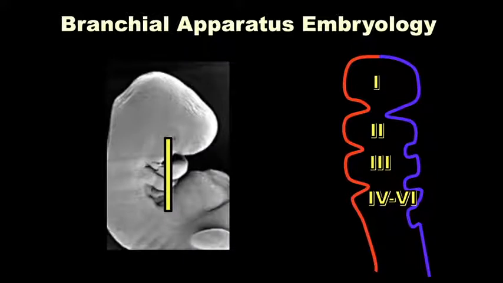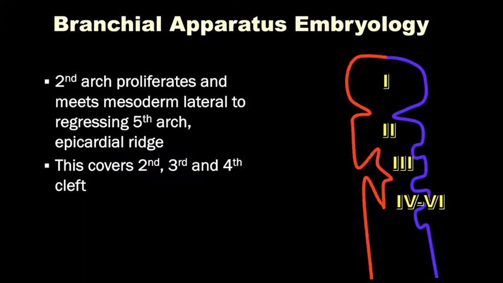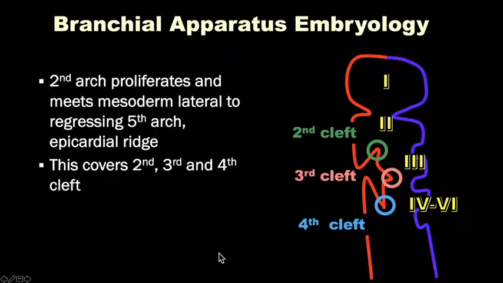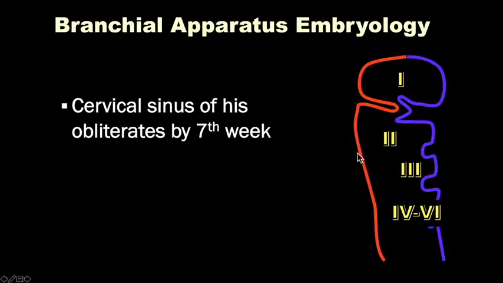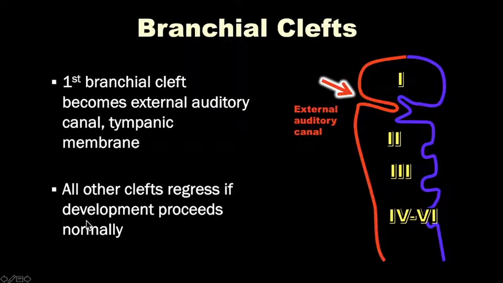Now we can focus on one side of the developing neck, knowing the same thing is happening on the opposite side. Shortly after the 4th week, the second arch will start to proliferate and grow inferiorly towards another proliferation called the epicardial ridge. And that will cover up not only the second cleft, but the 3rd and 4th cleft, and completely obliterate them except for an ectodermal lined cavity called the cervical sinus of His, or just cervical sinus. And eventually that too will disappear, leaving us with the smooth outer surface of the neck if development proceeds normally.